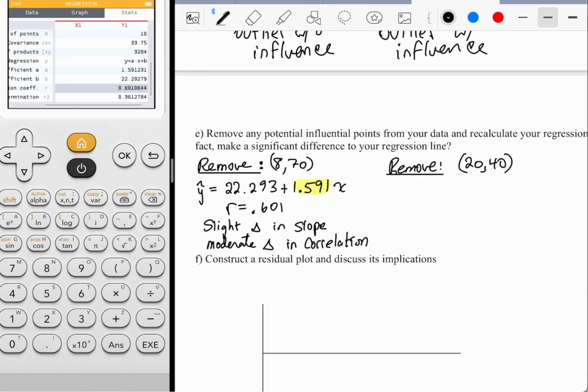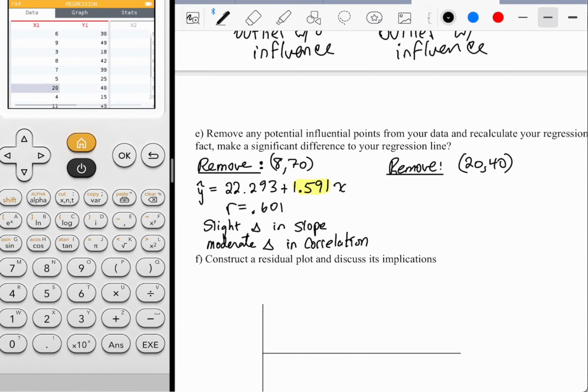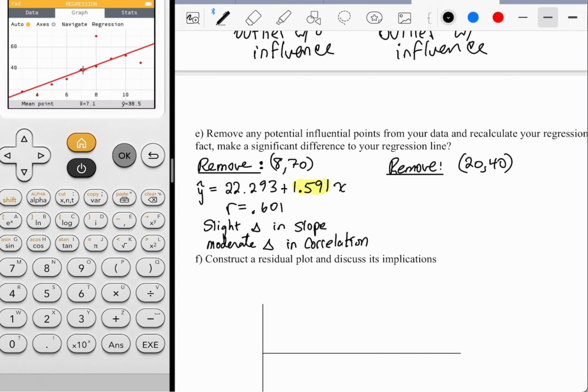So obviously this is a process. It takes time. All right, go back to the original data set. Now I can just overwrite, right? Because I want the 2040 to go away, but I want to bring back the 870. So I just take the 20 and replace it with an 8, and the 40 and replace it with a 70. Again, same deal. Graph it. You can see that point off on the side's no longer there. Regress it.